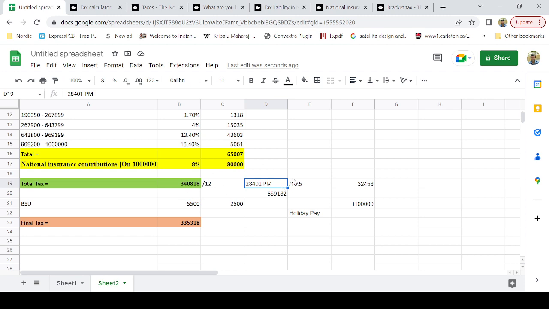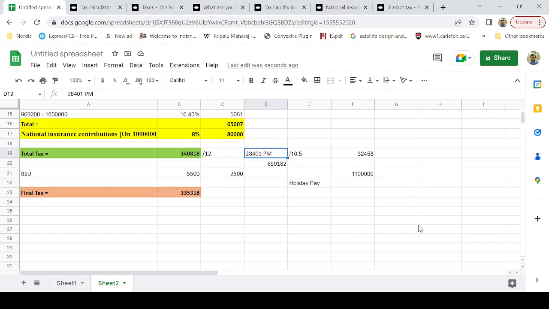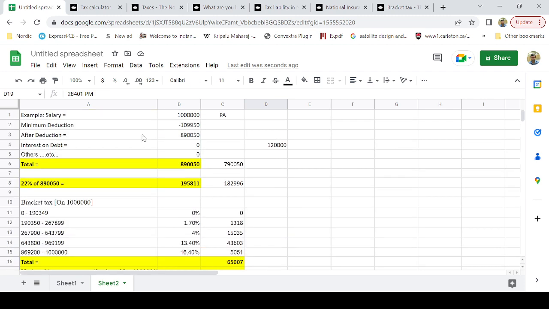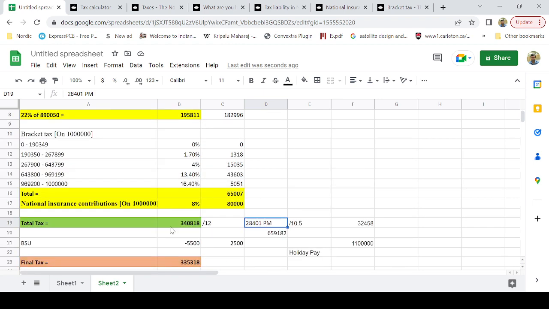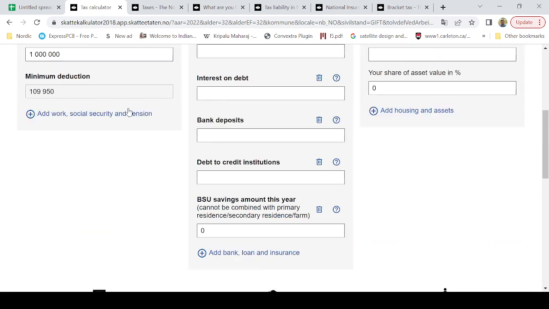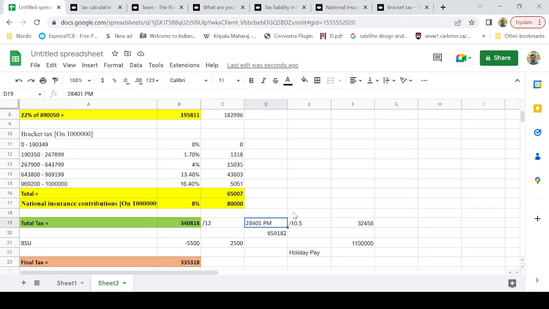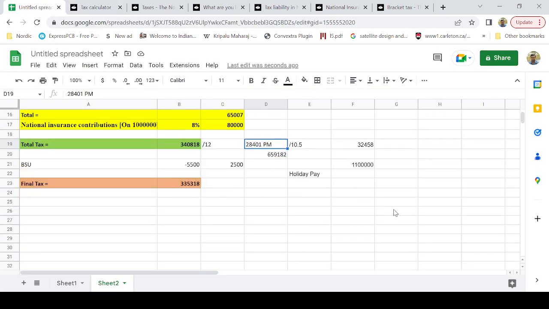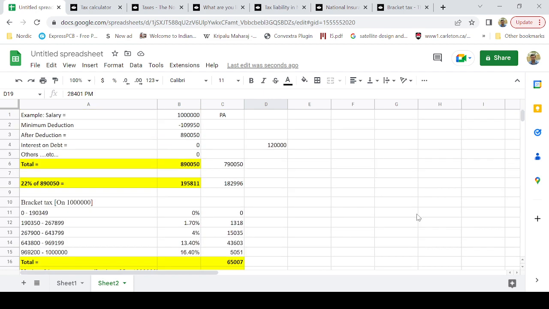So I think I cleared a couple of things here. You can just play around with these values and get your tax calculated and see how this page is calculating and how you are calculating and how much difference, and then you can basically make your plan accordingly. So I think I made you understand.